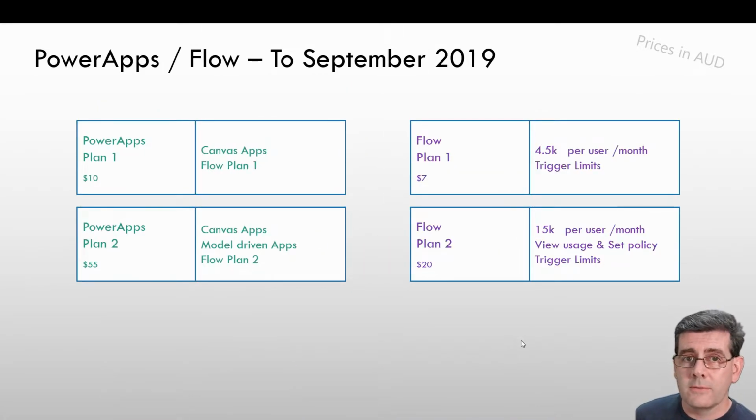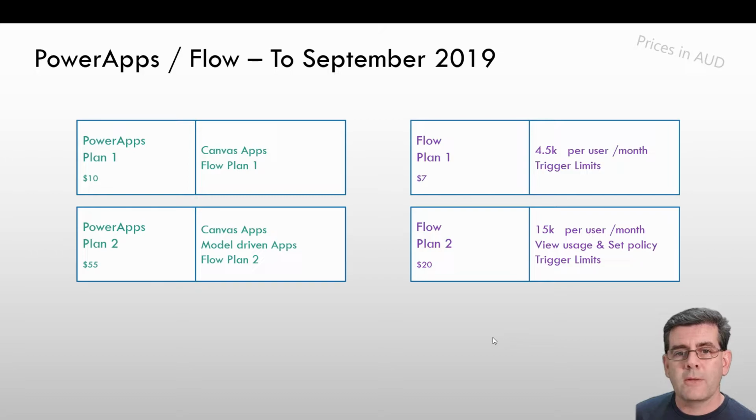All right, if we move on to PowerApps and Flow, they don't miss out on changes either. So traditionally we've had 2 plans. So PowerApps Plan 1 or P1 and PowerApps P2. So P1 has given you the Canvas app and a Flow Plan 1, and a P2 has given Canvas apps, model-driven apps, and a Flow Plan 2. Over on the Flow side of things, a Flow Plan 1 or P1 has given us 4,500 flows per user per month, and a Plan 2 or P2 has given us 15,000. And we've also had trigger frequency limits as well.